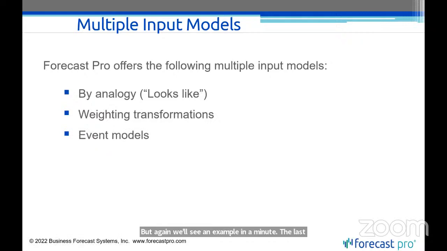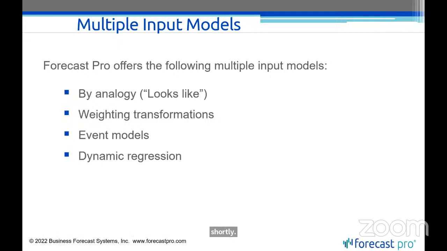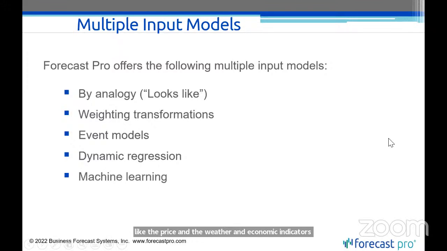The last three I'm going to go through are more traditional models, and they'll be the core of this webinar. Event models. Event models allow you to capture things that move around the calendar, and we'll see this in action shortly. Dynamic regression. Regression models allow you to incorporate explanatory variables to bring in things like the price and the weather and economic indicators and other things of that ilk.